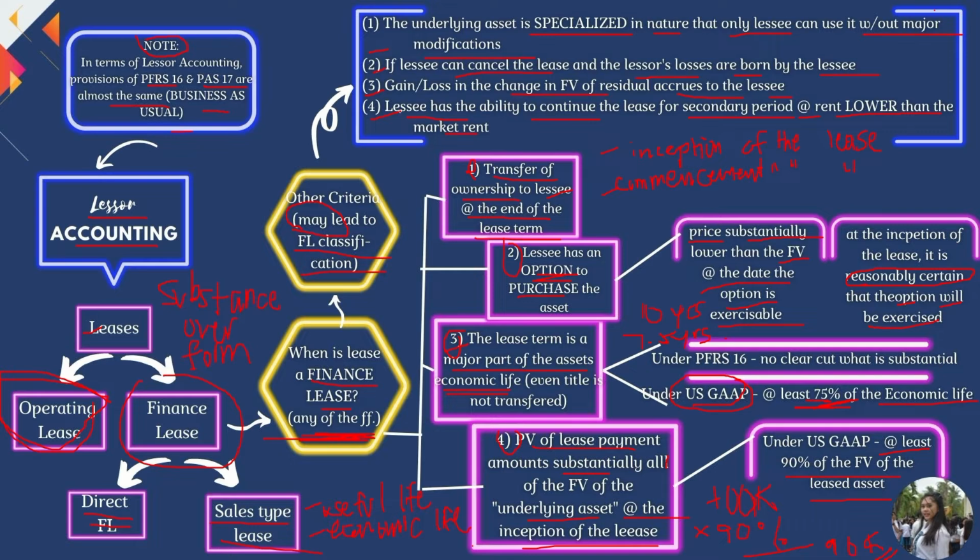Therefore, if it does not fall under the 4 general classifications plus the 4 other criteria, we classify it as an operating lease. And that's what we are going to talk about in this report. I just included this to be comprehensive, right? When can we say that it is a finance lease? Once not, we can say that it is an operating lease.